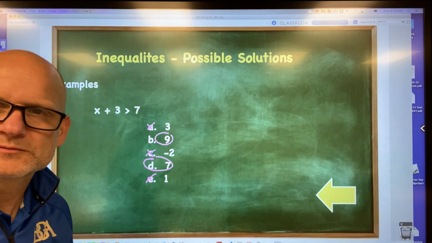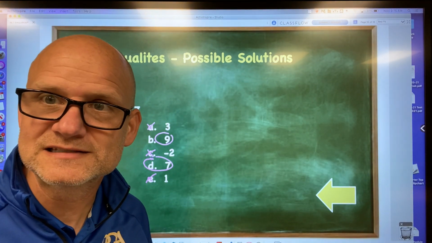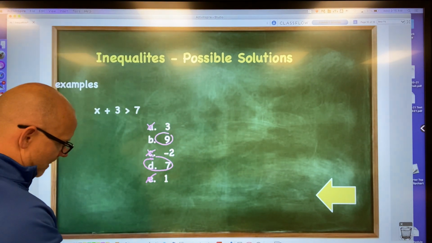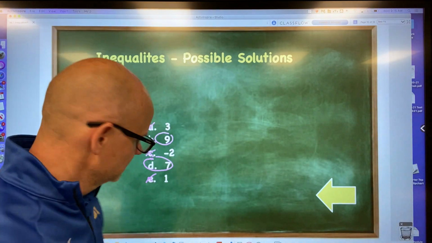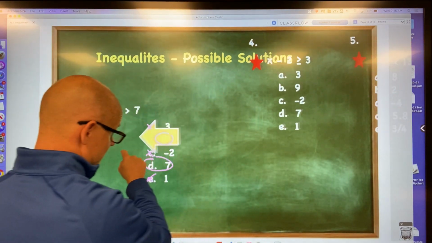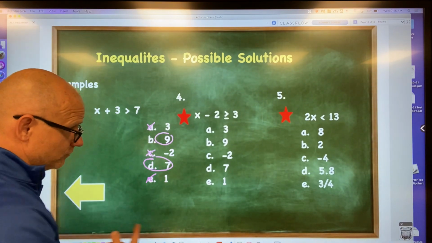So that's kind of simple. You're just plugging in a value for X and then seeing if it's greater than 7. Now you guys try. Go ahead and just try these 2 problems, and we'll go over them tomorrow.